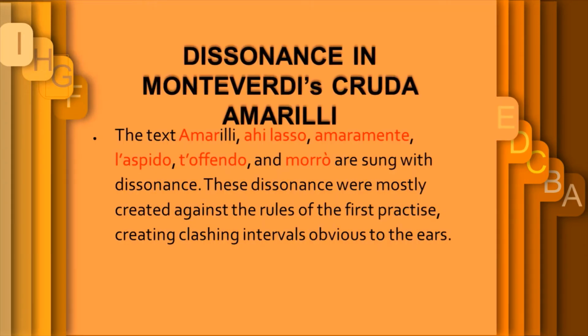The text "Amarilli," "ahi lasso," "amaramente," "languido," "t'offendo," and "morro" are sung with dissonance. These dissonances were mostly created against the rules of the first practice, creating dissonances that are obvious to the ears in order to express the emotion of these words.